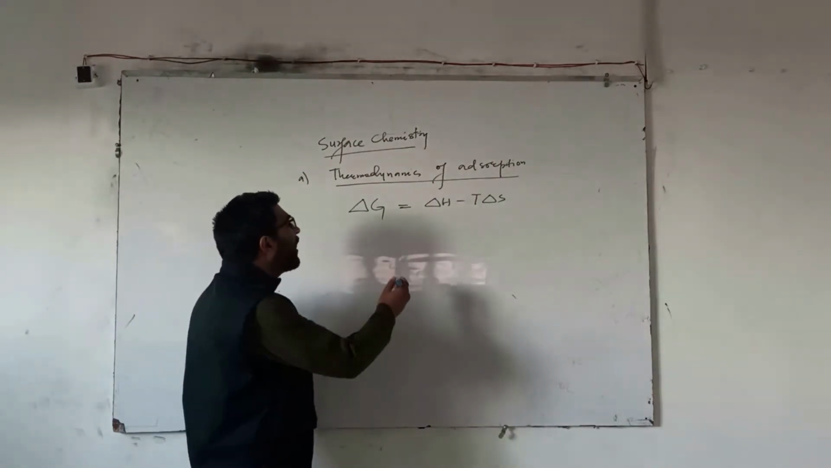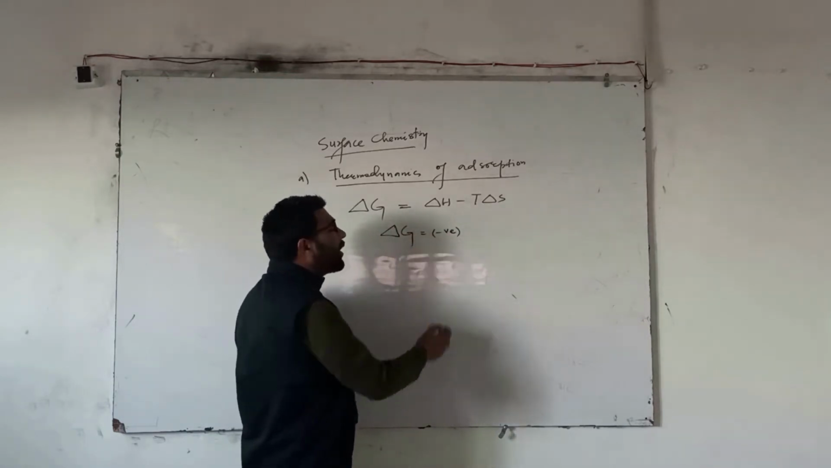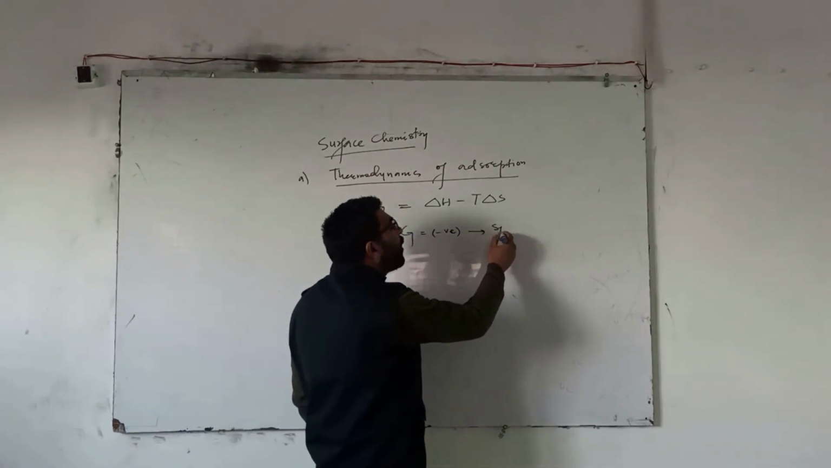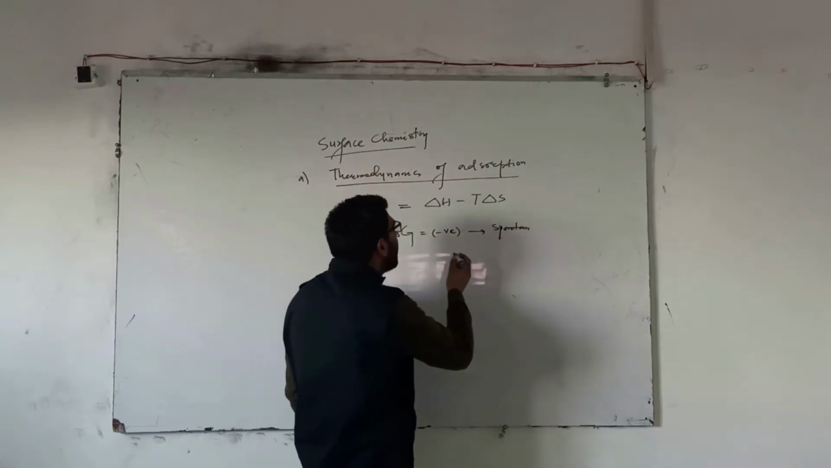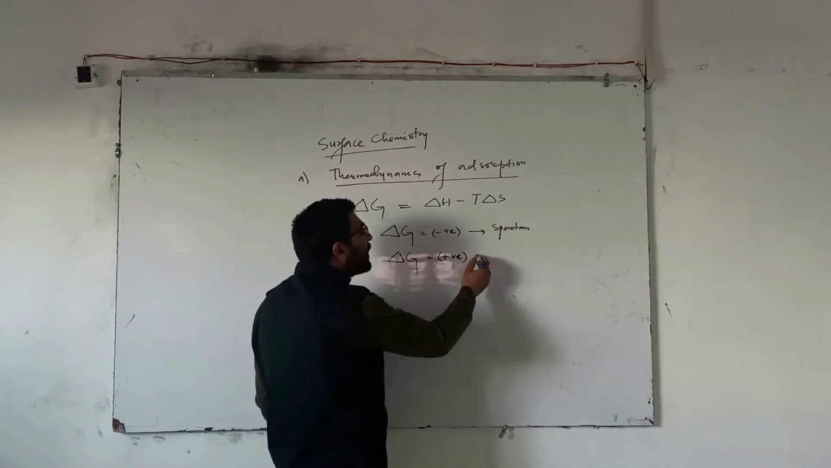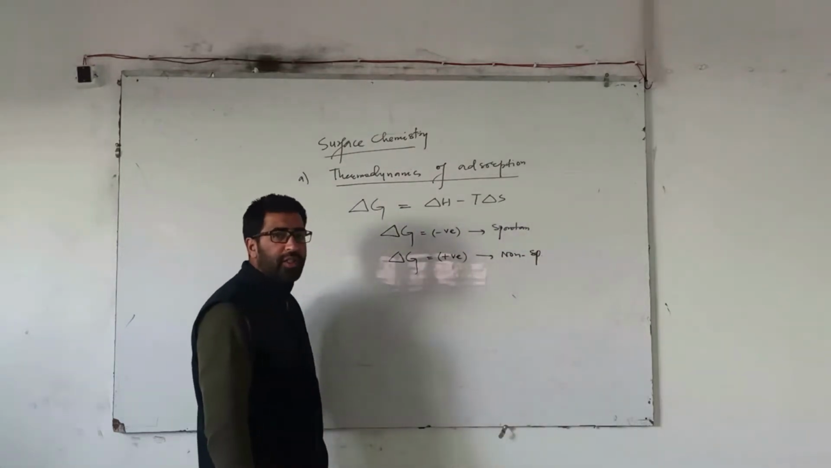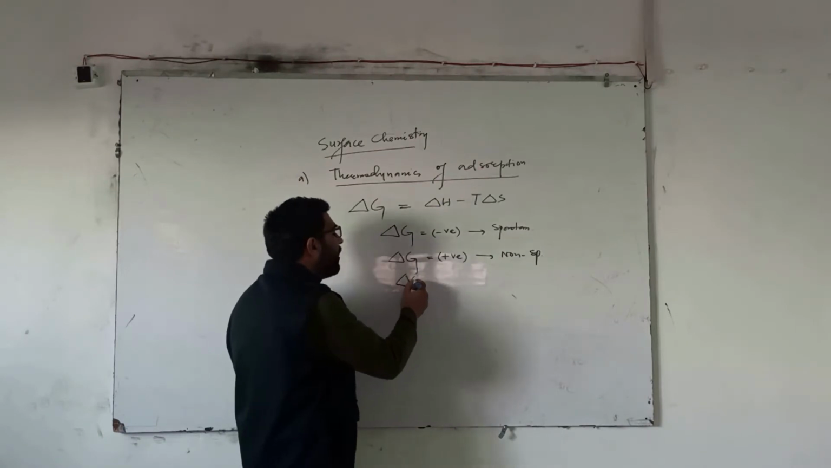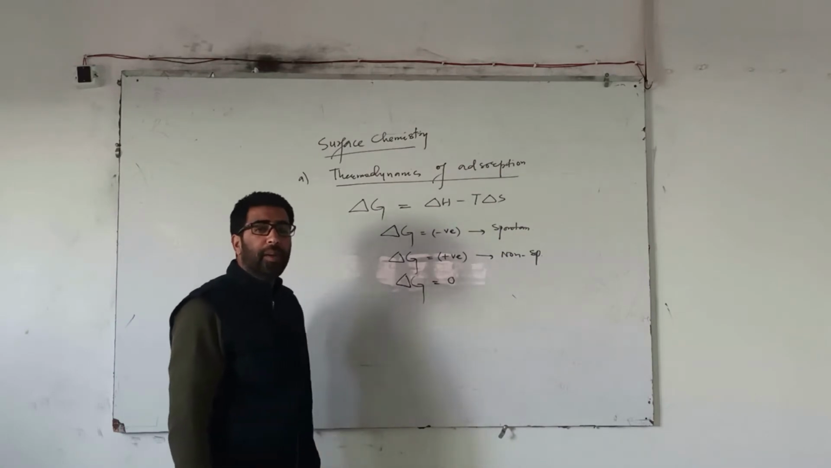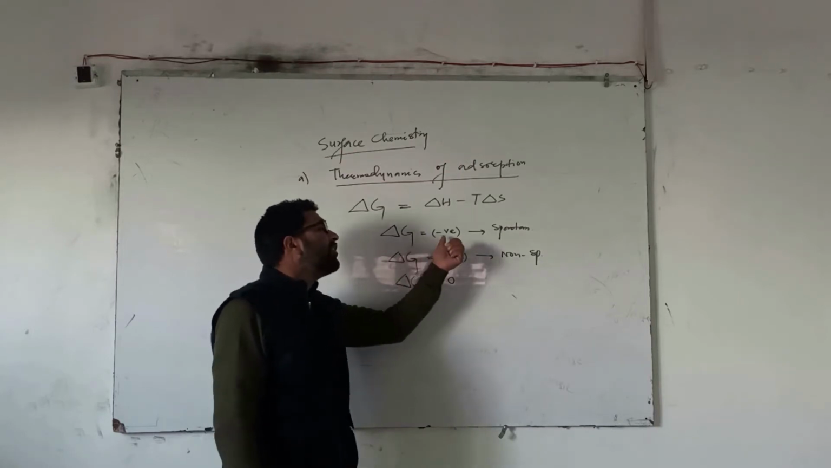And you have already read that if for a process delta G is negative, that means the process is spontaneous. The next point you have read, if delta G is positive, the process is non-spontaneous. It can also be called a non-feasible process. And the next point, when delta G is equal to 0, we can say the process is at equilibrium. This confirms that adsorption is only spontaneous when delta G is negative.